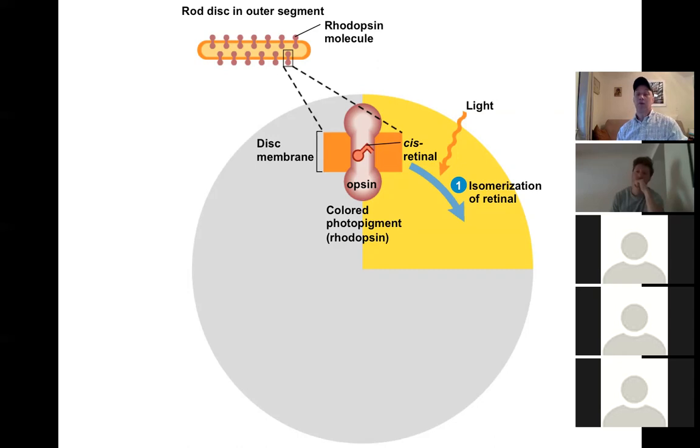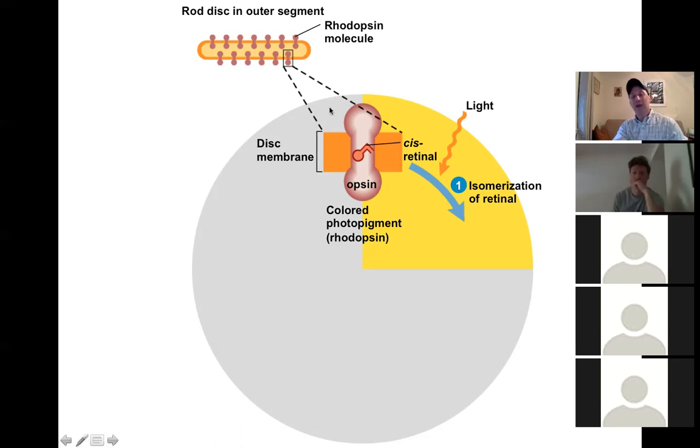Number three, when you closed your eyes, did you notice you saw the reverse image? When you closed your eyes, what happened is you saw the brightest parts were in fact the darkest parts, and the darkest parts were the brightest parts. What actually is happening here, and if that didn't happen to you, your light isn't bright enough.